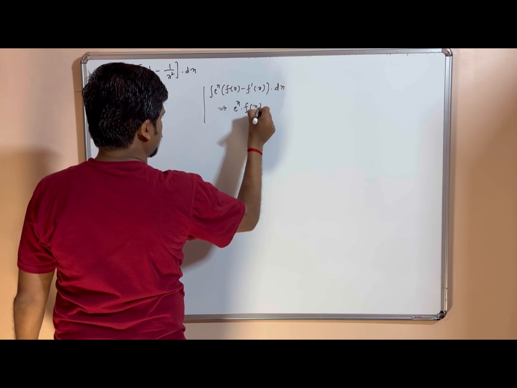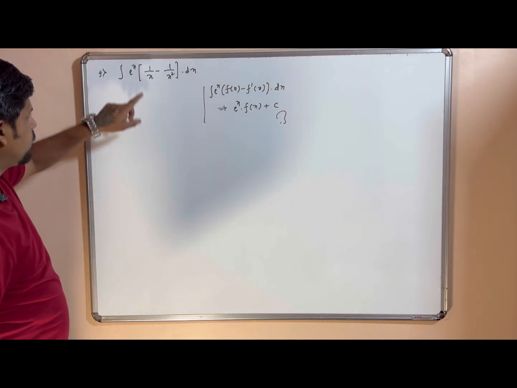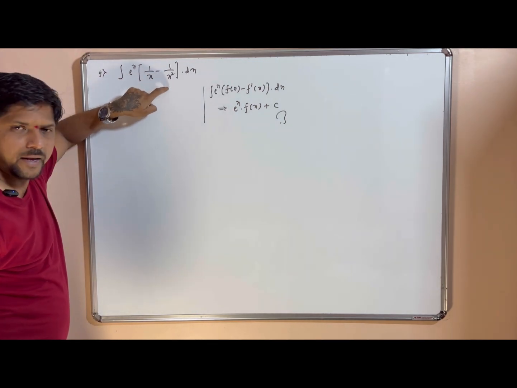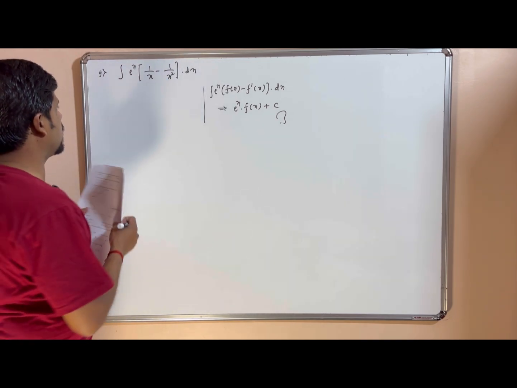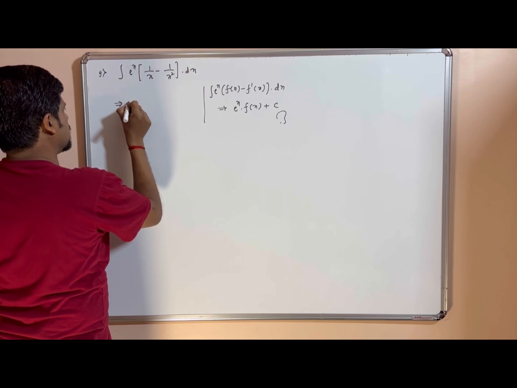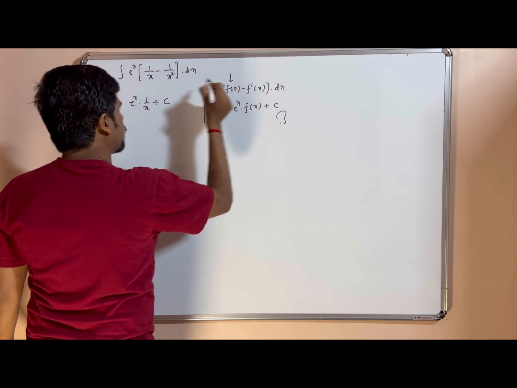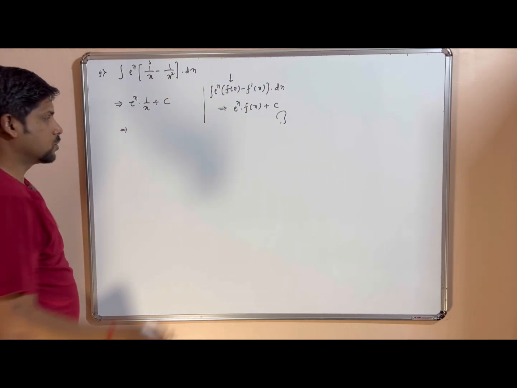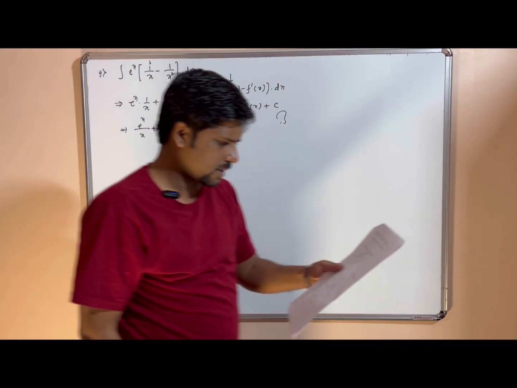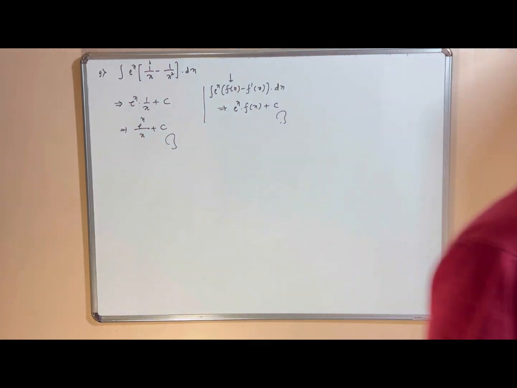Integration of e to the power x f of x plus c. Compare these two. Just observe the function inside the function. 1 by x, differentiation of 1 by x is minus 1 upon x square, right? So directly the answer is e to the power x into 1 by x plus c, because in place of f of x we have 1 by x. So the answer is e to the power x divided by x plus c. In this case, option C is the correct answer.